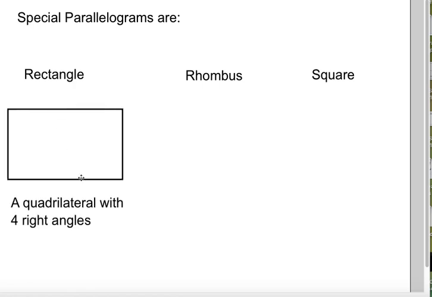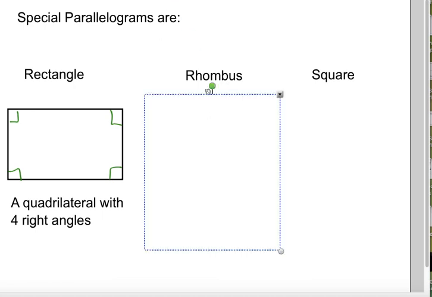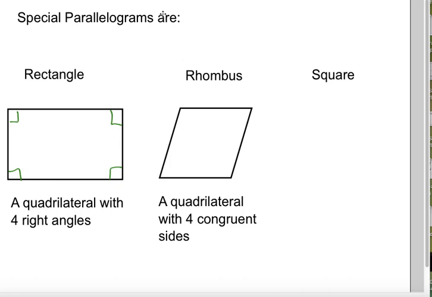a rectangle is a quadrilateral that has four right angles. So if you know that you have four right angles in a quadrilateral, then you know that that quadrilateral is at least a rectangle. Rhombuses are quadrilaterals with four congruent sides. So if you know you have a quadrilateral and you know all four sides are congruent, you know for sure you have a rhombus at least.